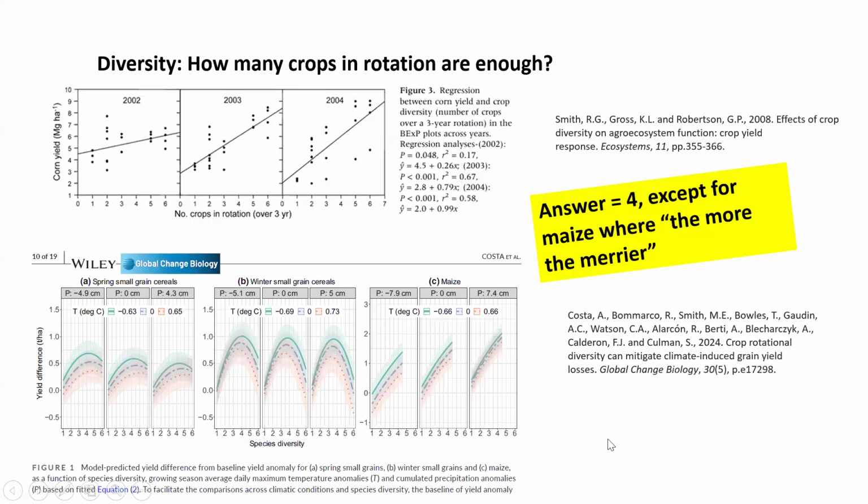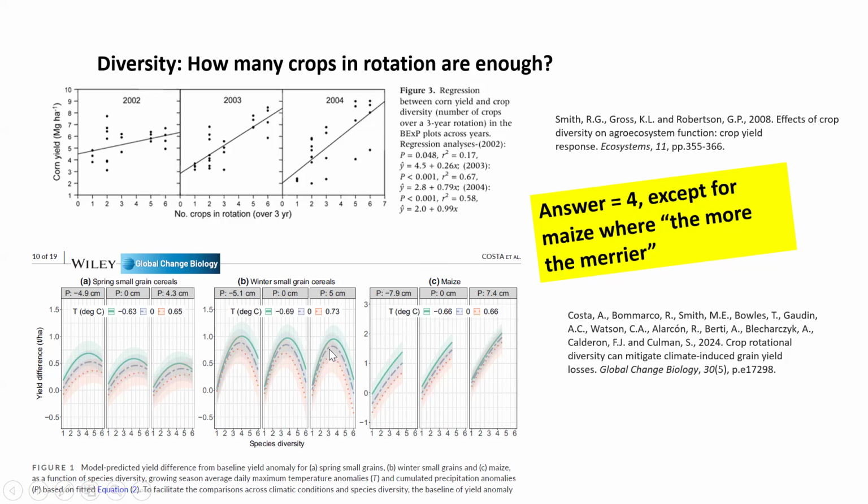Now, the question of how much diversity is enough has been asked very often. And the answer really depends on whether you're measuring productivity, whether you're measuring pests, or whether you're measuring economics. This meta-analysis looked at spring and winter small grains, that would be winter wheat or spring wheat. And the answer there was four crops. Four crops in rotation are giving, in terms of yield, the best benefit.